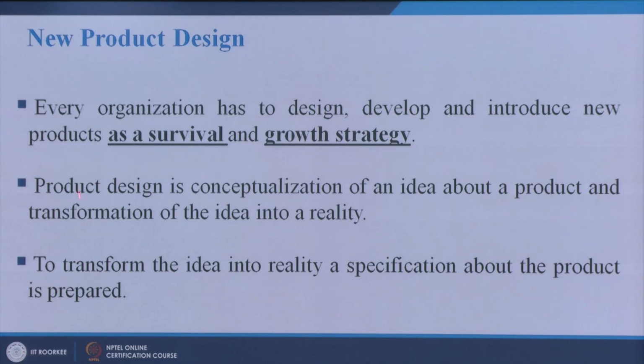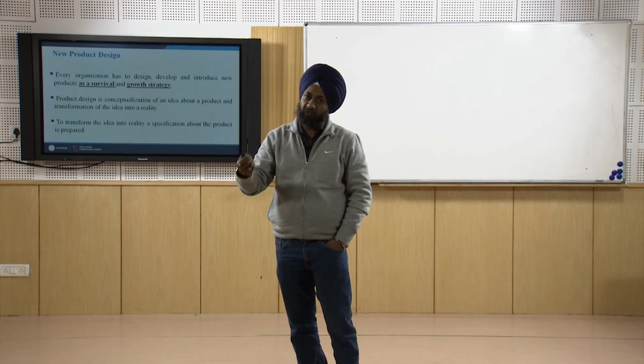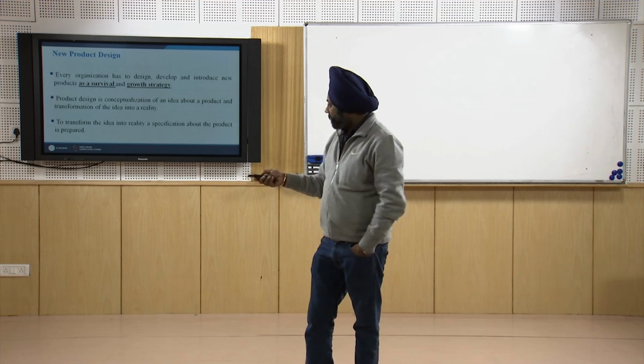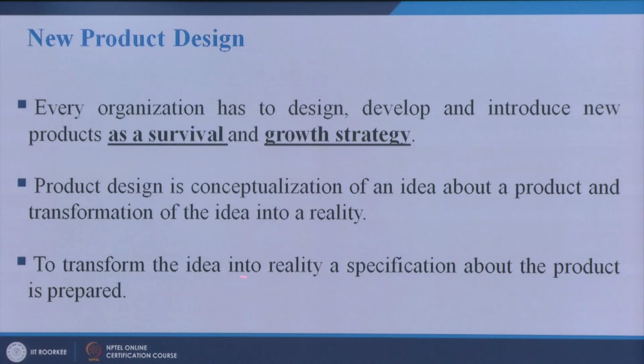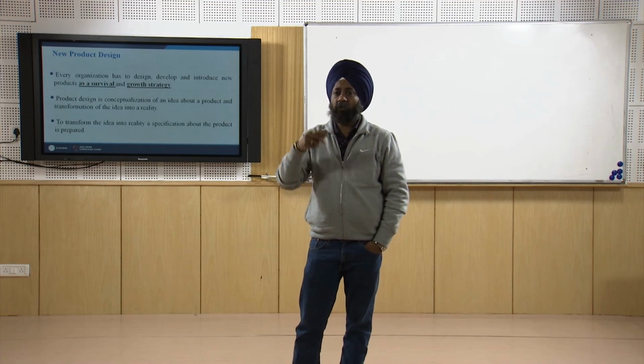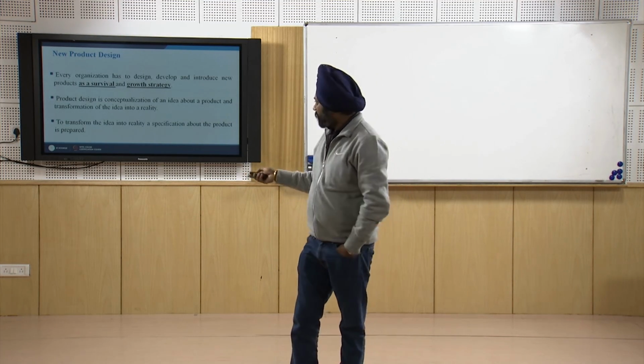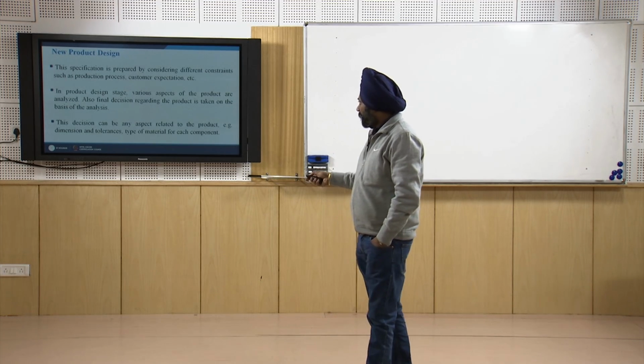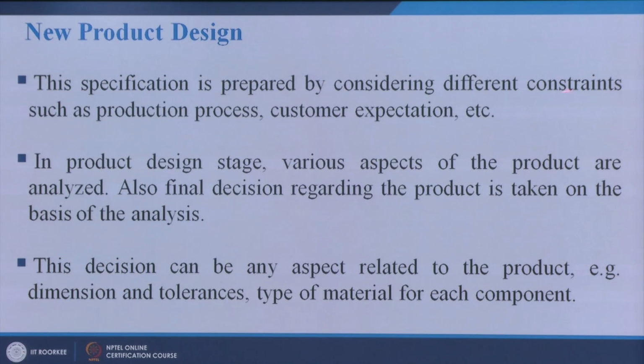And the second thing is, product design is the conceptualization of an idea about a product and the transformation of the idea into reality. I have already explained that in our course we will try to see from idea generation to the culmination of that idea into the final product. To transform the idea into reality, a specification about the product is prepared. We will understand this when we see in detail how the product development process takes place. Now, for new product design, this specification is prepared by considering different constraints such as production process, customer expectation, etc.